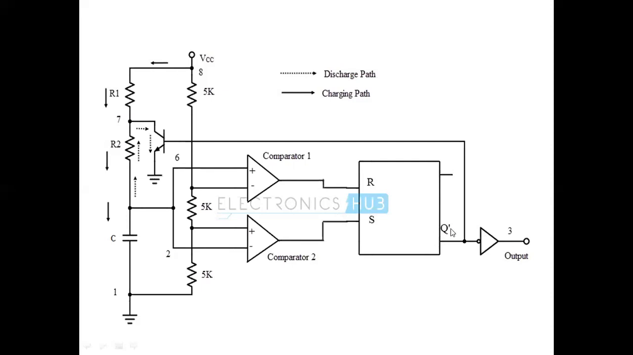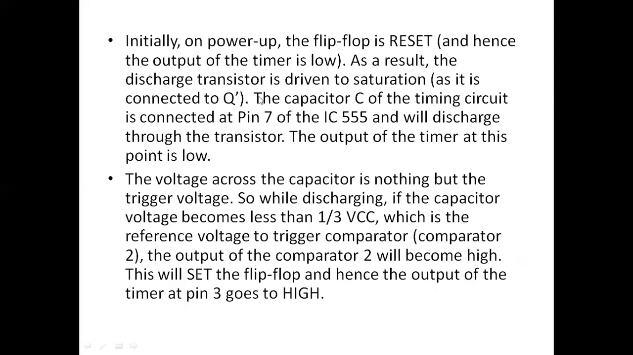At Q bar we get a higher voltage, logic 1. If Q bar is 1, as a result the discharge transistor is driven to saturation. That is, the capacitor C of the timing circuit, connected at pin 7 of the 555 IC, will discharge through the transistor. So the output of the timer at this point is low.